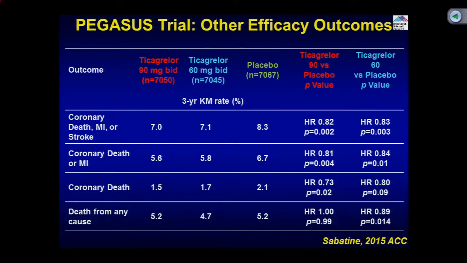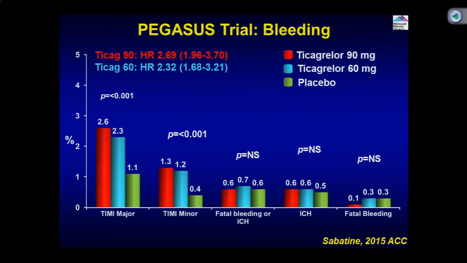Now as you see here, these are the individual endpoints, and basically the difference comes down to, in these particular patients, there was a decrease in the coronary death, and of course the death and MI as shown here. Now what about the bleeding?